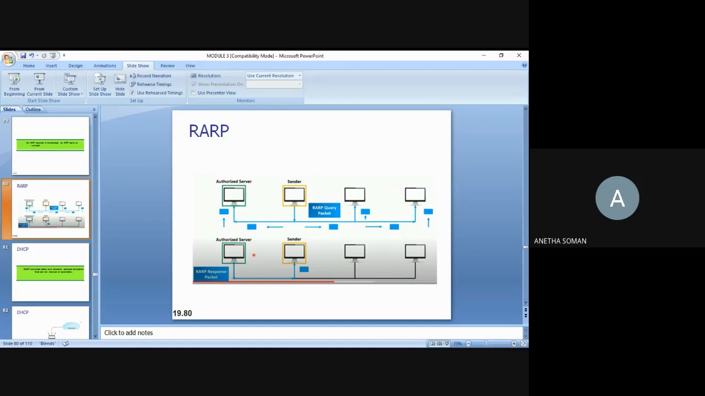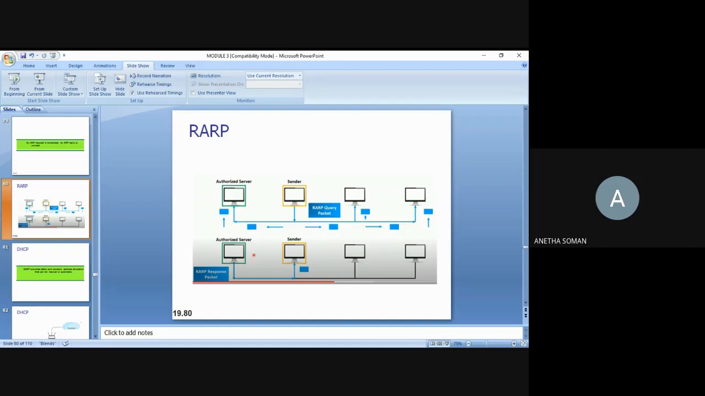Now, how is it obtaining the IP address? That is what is shown in the diagram. How does the RARP obtain the IP address from the server? Just imagine, you can see in the diagram, you have an authorized server, you have a center, and many nodes will be connected. Now, suppose the sender does not know its IP address.